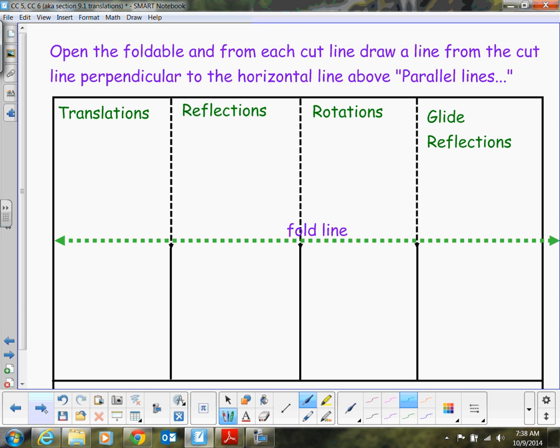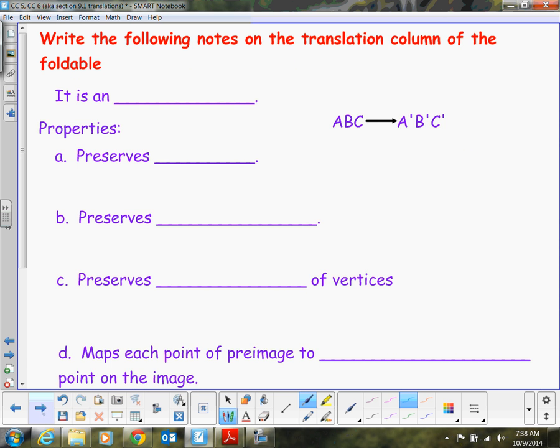So here we go. We should be on the translation flap. Open up your translation flap. First of all, I want you to know it's an isometry. Inside, start at the top. It is an isometry. Properties of a translation. It preserves length.